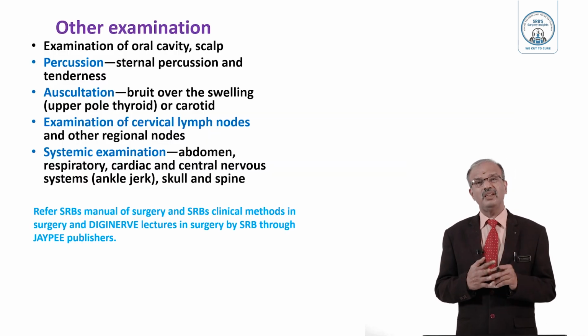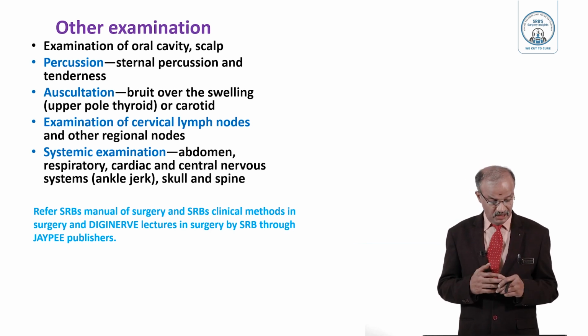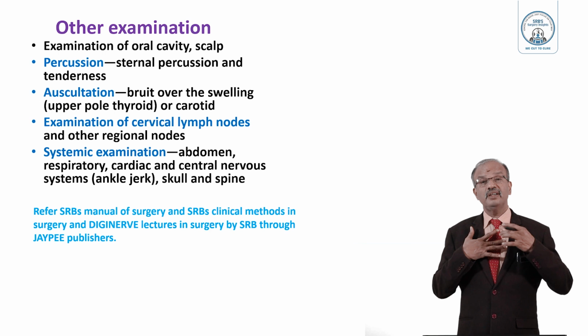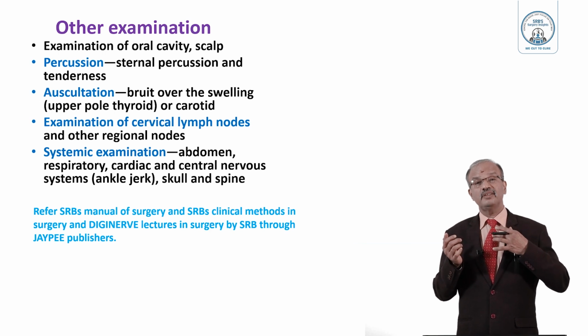Oral cavity, maybe a lingual thyroid will be there. So that's why you have to examine percussion over the sternum. This is called direct percussion, whether it is resonant or dull. In retrosternal goiter, it will be dull. Normally, it is resonant because the trachea is there.